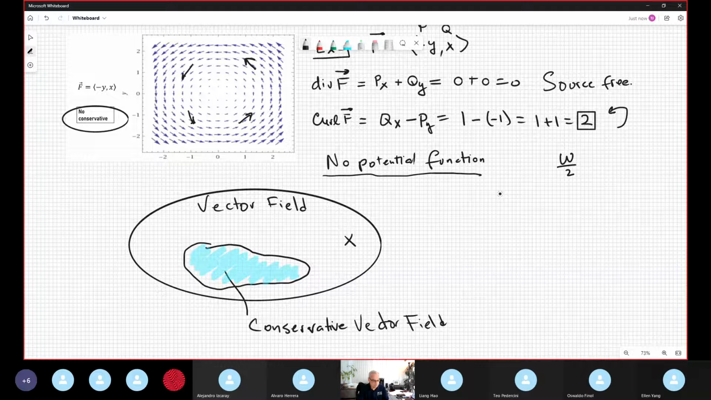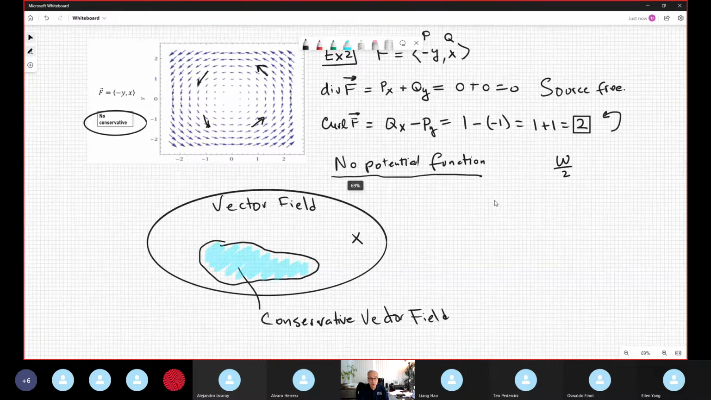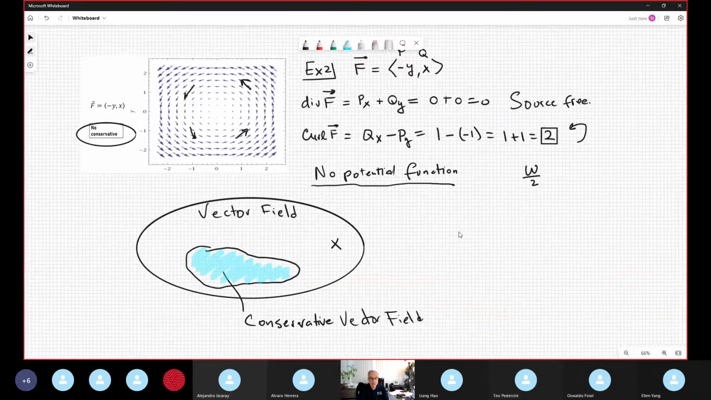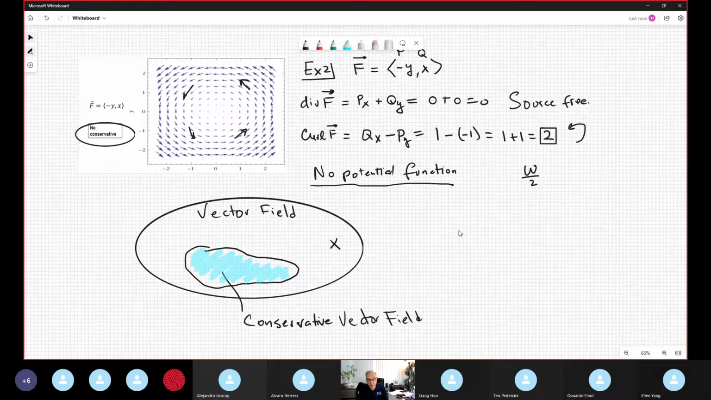One more example. Let me see in the application how the curl is 2 and rotate. Sorry, I need to switch to the whiteboard application, but it's important that you understand this very, very well. This is the foundation to the whole thing we are studying in vector calculus. Let me try. Okay, application.